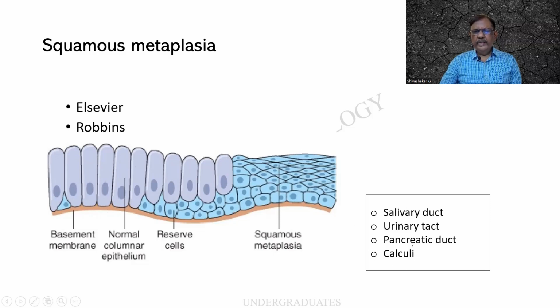Also, you find that there can be keratinization. Sometimes it can solidify. There can be the formation of calculi, etc., because the function of clearance, secretion, everything is lost. So vitamin A deficiency, squamous metaplasia. What are the sites? These are the sites.